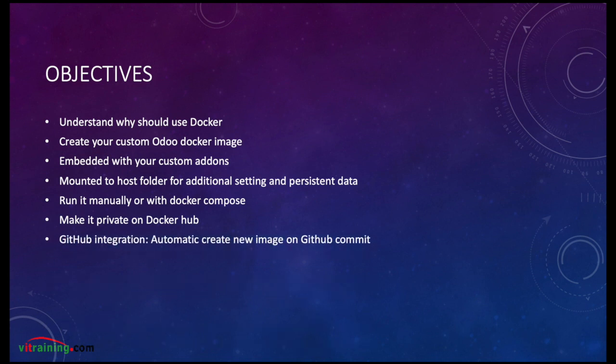GitHub integration, automatic create new image on GitHub commit. Now, your add-on source code keep updating for new features and version. How to make the Docker image to keep updated with the latest version too. Here, I will teach you how to make the image to be integrated to your add-ons GitHub repository, so that on every repository commit and push, you have the latest version of the image containing the latest version of your add-ons too.